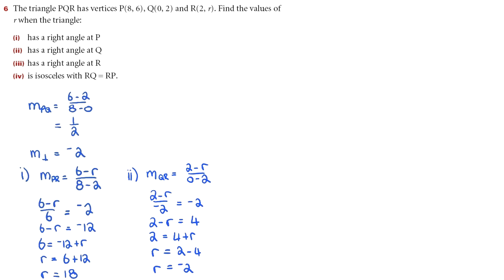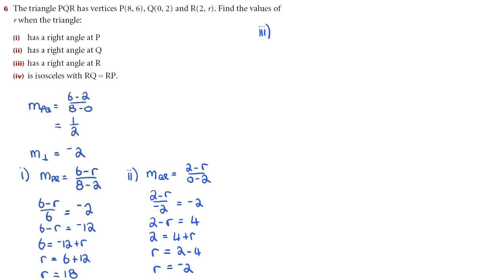For part 3, we are told there's a right angle at R. Now R has got the value that we don't know, so we're going to have to find two gradients which use the point R, and since they're at right angles, either one is the negative inverse or they multiply to -1. In this case, it might be easier to say that they multiply to -1.